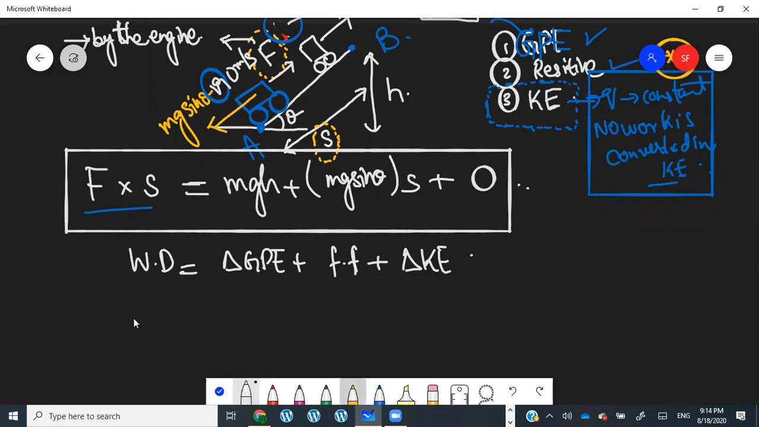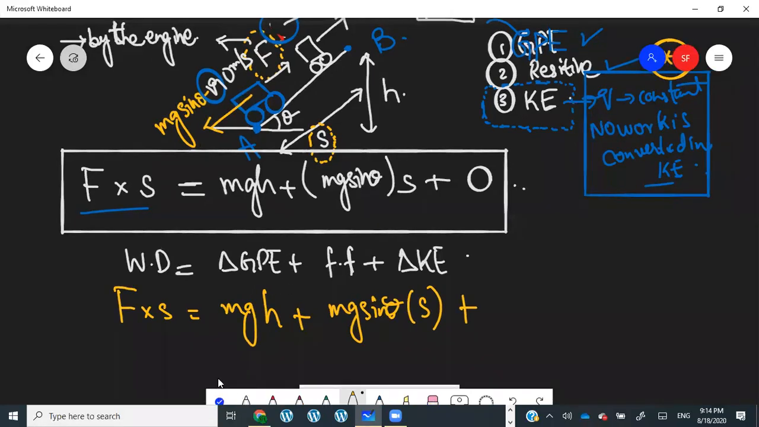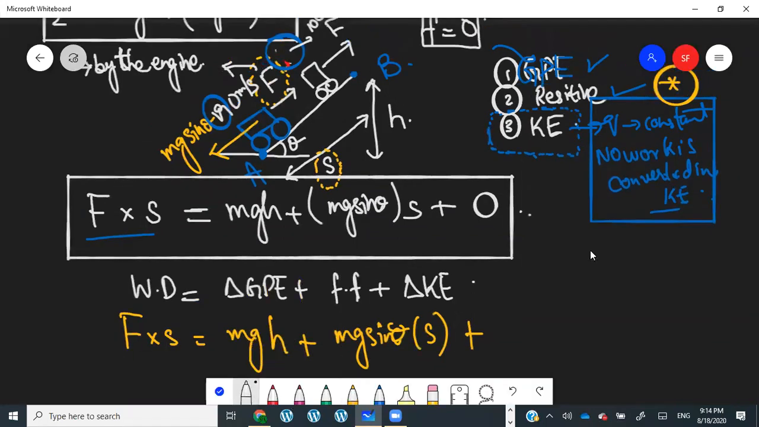Work done is F into S. Gravitational potential energy, assuming that the height is the same, is going to be mgh. Frictional force is 0, but resistive forces are there, so mg sine theta into S. What's going to be the change in kinetic energy? Any idea? What's the formula for kinetic energy? Half mv squared. So what's going to be the change in kinetic energy?